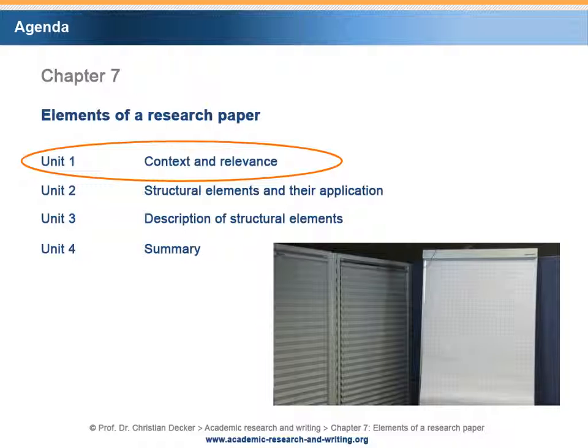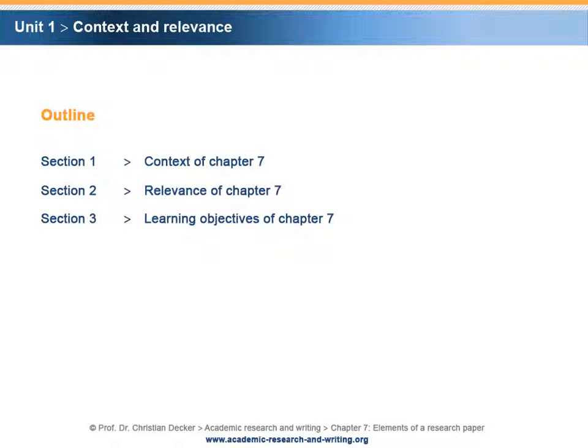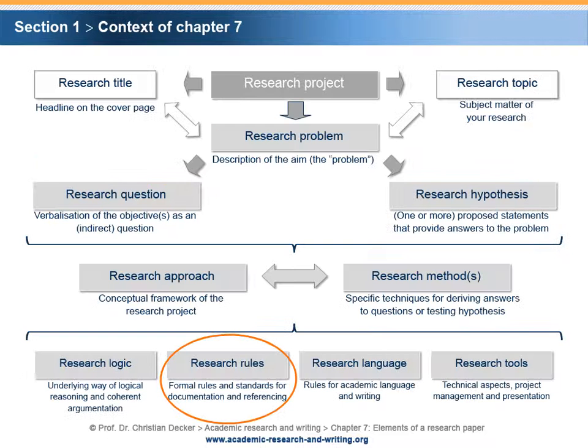Now, in Unit 1, I introduce you to the context and relevance of the chapter. Unit 1 is divided into 3 sections. Section 1 – Context of Chapter 7. This is where the chapter Elements of a Research Paper is embedded within the context of this course. In this chapter, we address research rules, or more specifically, formal rules and standards of documentation.